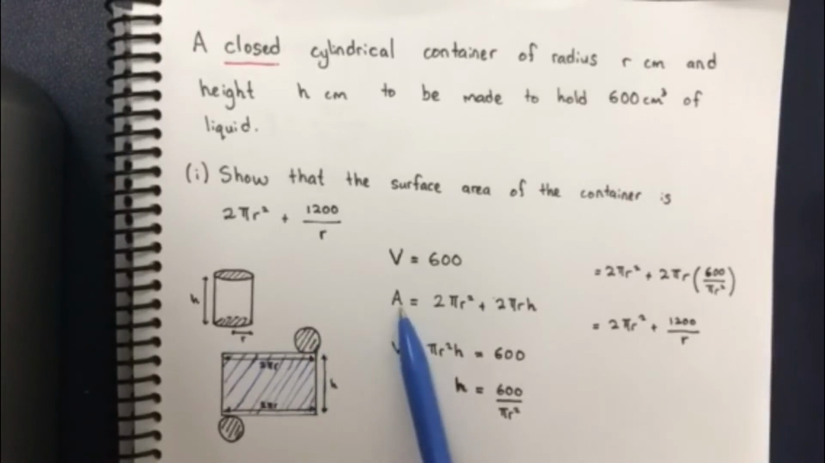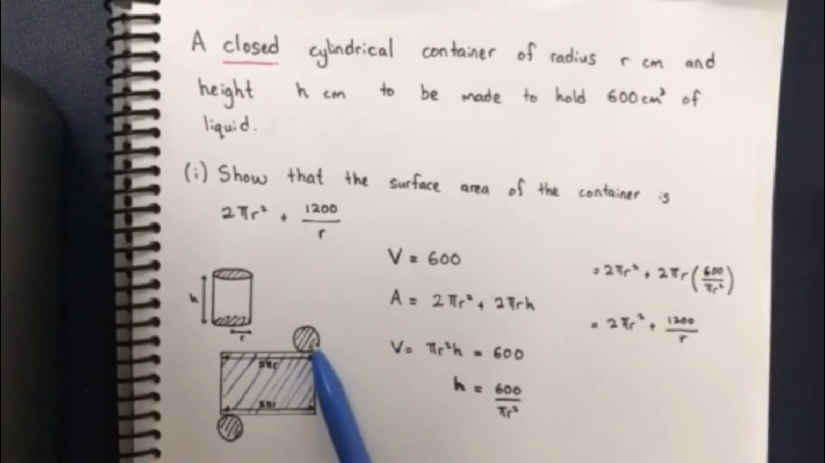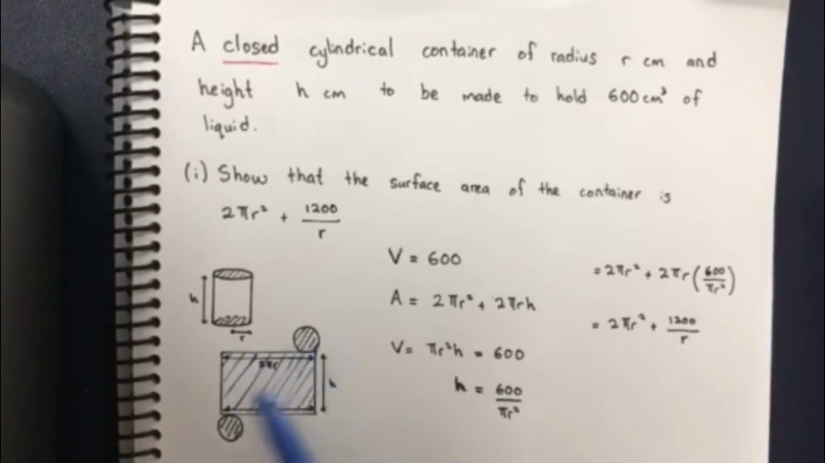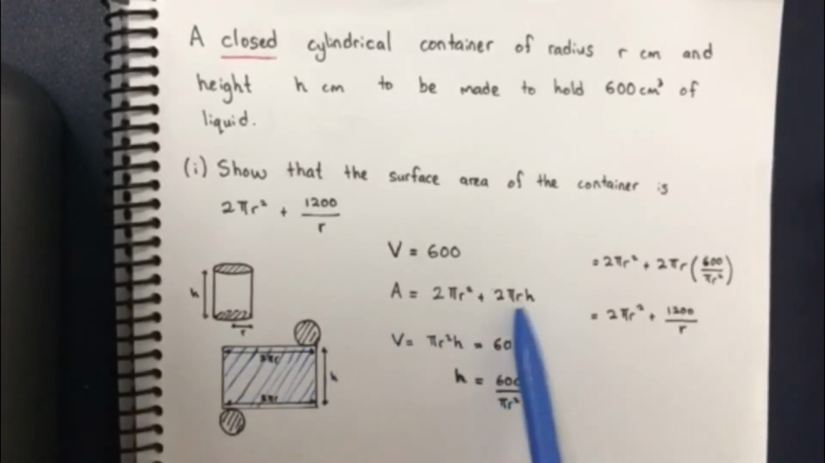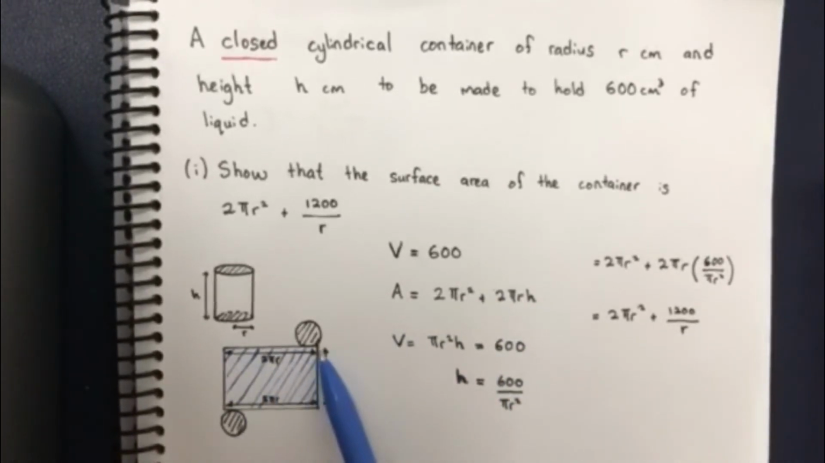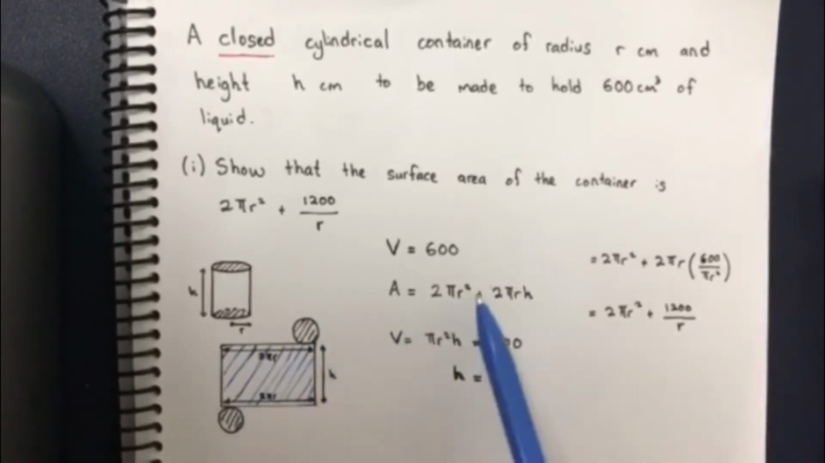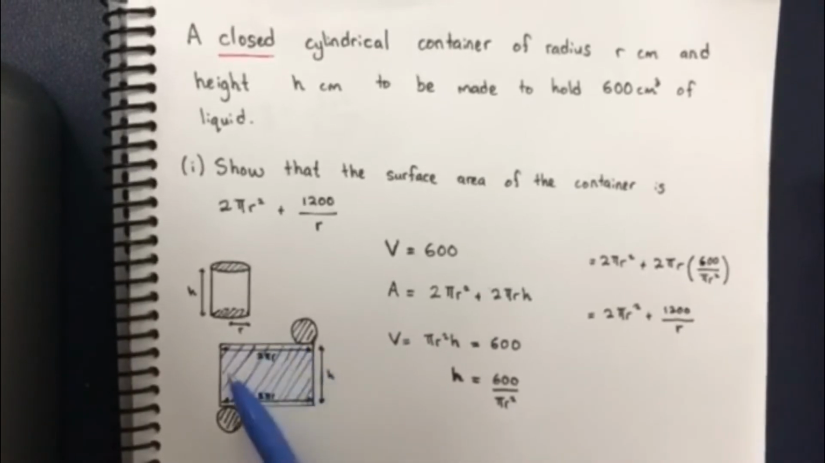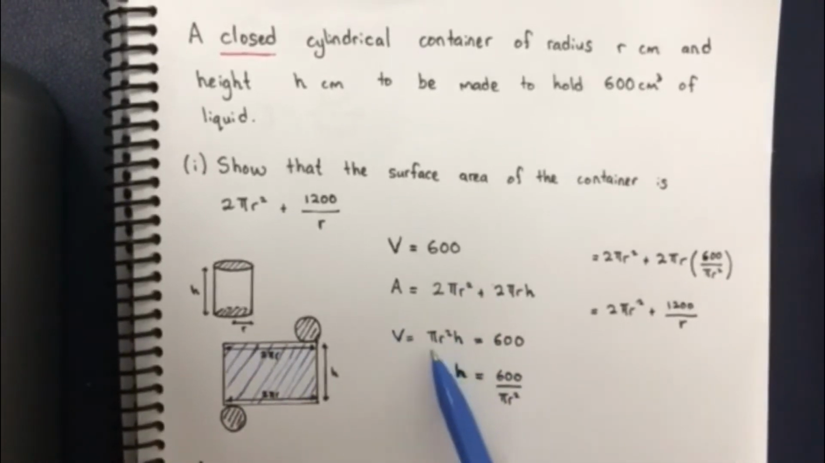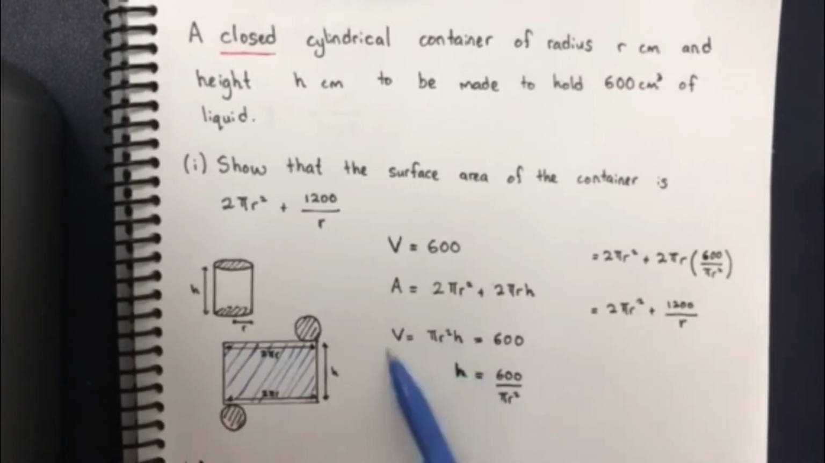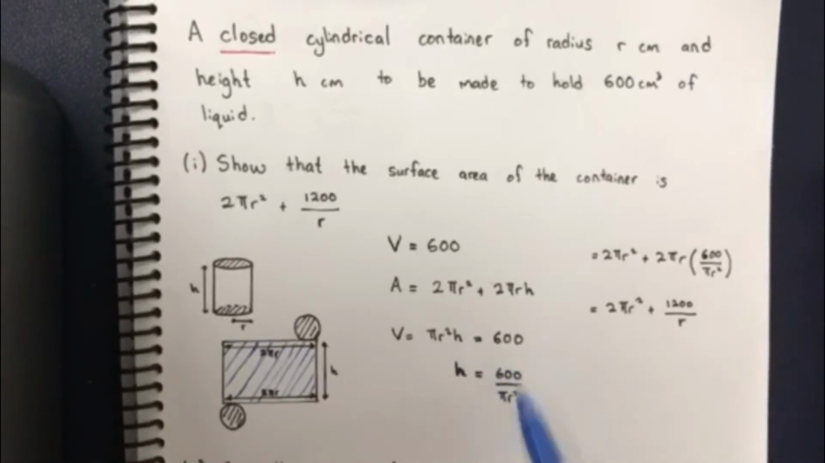So the surface area is A equals 2 pi r square, because we have 2 circles, plus 2 pi r times h. This one is for the circles, and this one is for the side. Then we need the volume, which is pi r square h, the volume of the cylinder. Pi r square h equals 600.